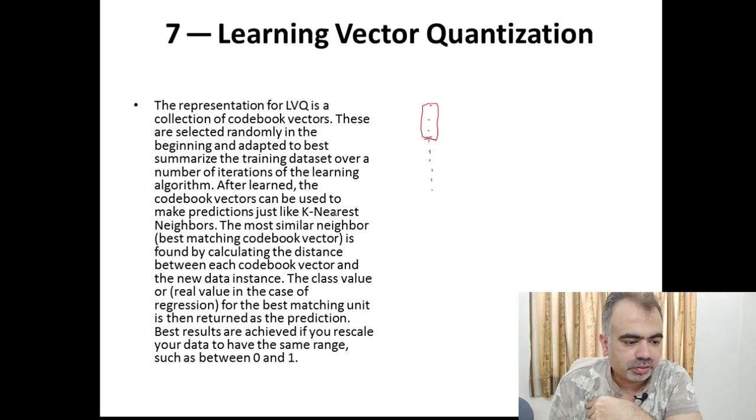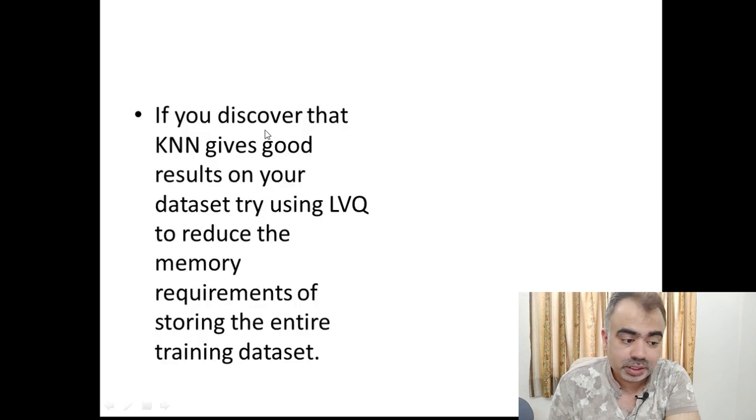We first created the vectors, and then we can use k nearest neighbor for the classification. The class value, or the real value in the case of regression, for the best matching unit is then returned as a prediction. Best results are achieved if you rescale your data to have the same range, such as between 0 and 1. Basically, in LVQ, we first convert the data into vectors, and then we use the KNN algorithm for classification. So if you discover that KNN gives good results on your data set, try using LVQ.